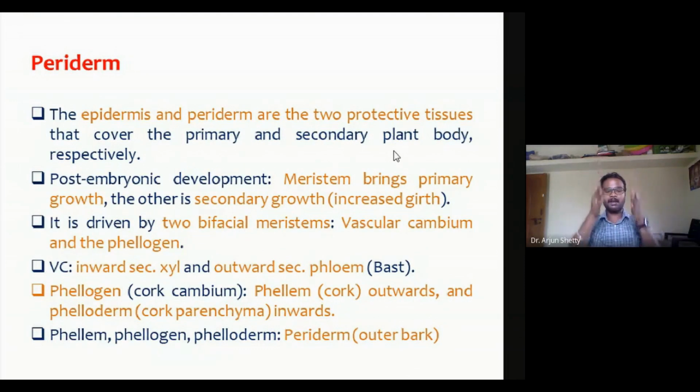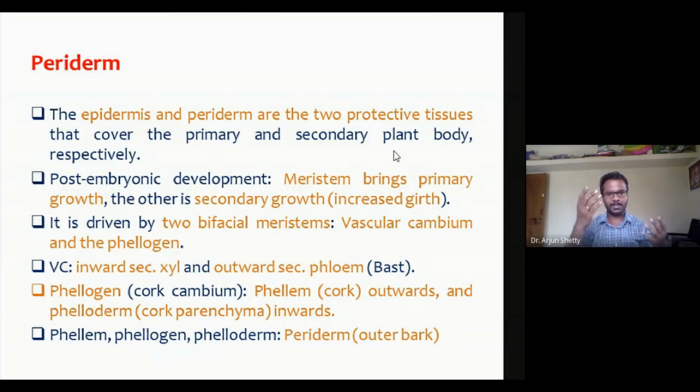This is already the secondary vascular bundle: primary phloem, secondary phloem, cambium, secondary xylem, and the primary xylem. Such a structure we are going to see. The secondary outermost phloem will be considered as the bast fiber. So what happens because of the extension of the secondary phloem?